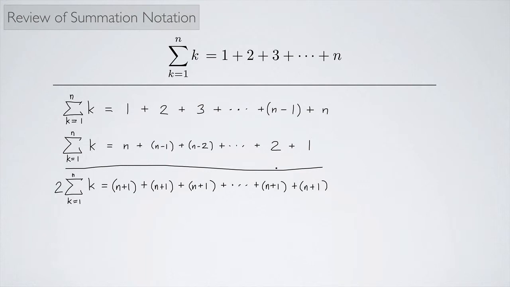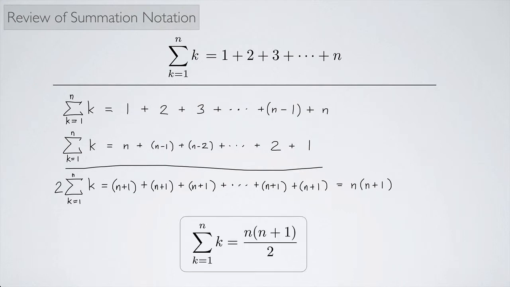Okay. And if we add up all of these terms here, there are n of them. So this equals n times n plus 1. So if I want the sum itself, I just have to divide out that 2 that's in front, and I would get n times n plus 1 over 2.